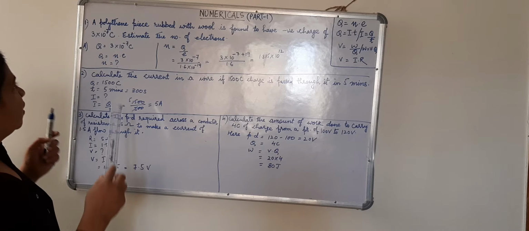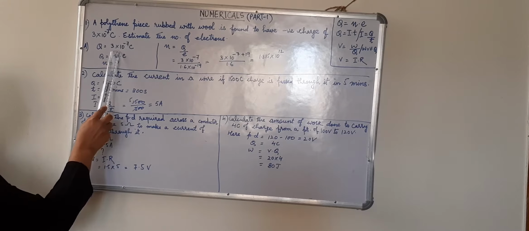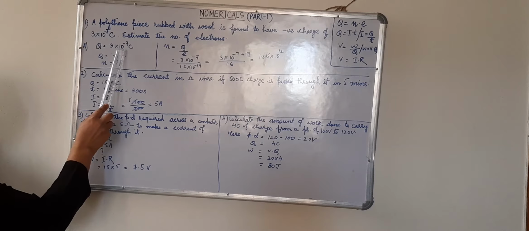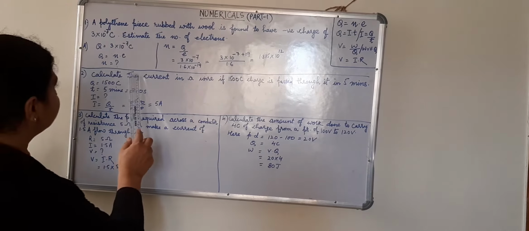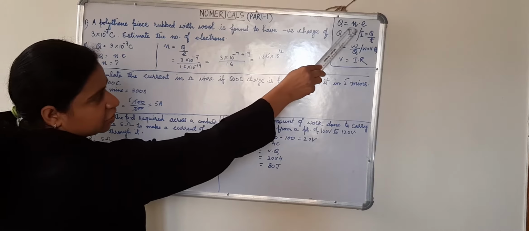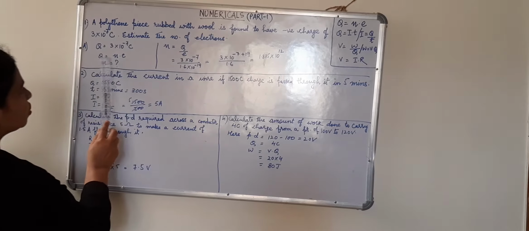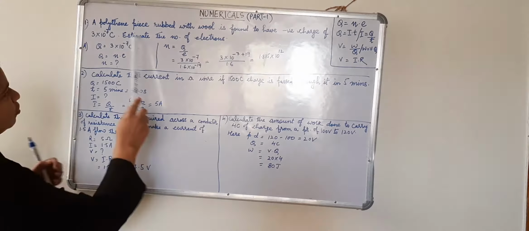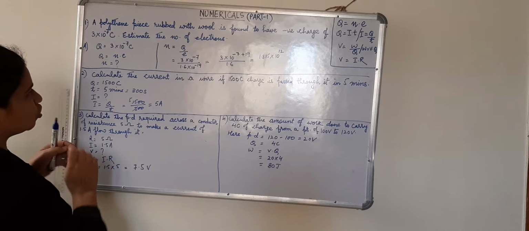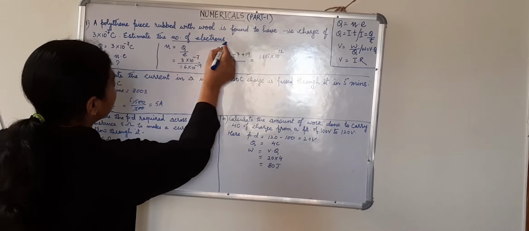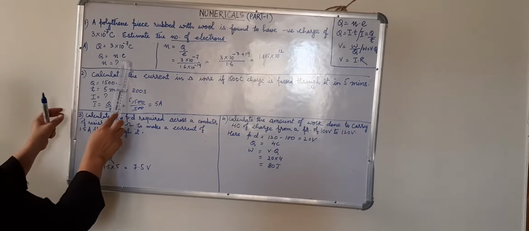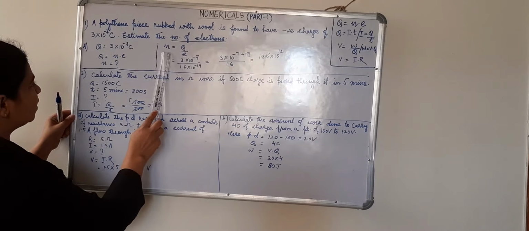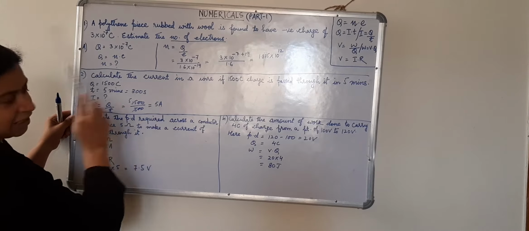Let's find out that. We are given Q, that is, charge is equal to 3 into 10 raised to the power minus 7 coulomb. We know that from our first equation Q is equal to Ne. And N we need to find out. N is the number of electrons. Estimate the number of electrons. We need to find out the number of electrons. In other words, from this equation I can write N is equal to Q upon e.